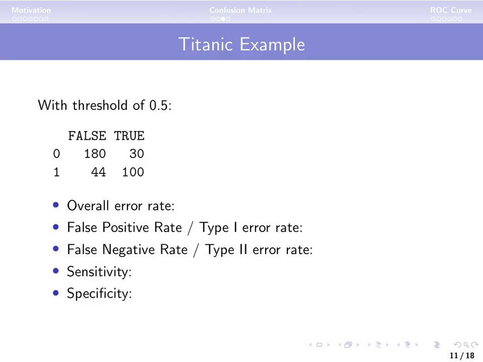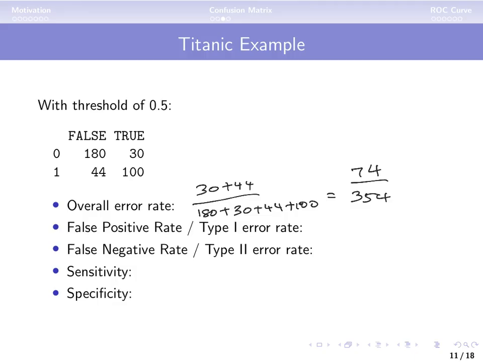So this is the Titanic example, when we have a threshold of 0.5. So what is the overall error rate? The overall error rate here would be the values in the off diagonals, because the off diagonals represent the number of mistakes you have. So the overall error rate will be 30 plus 44 divided by the sample size, which is just the addition of all the cells. And if you simplify this, it will be 74 over 354.